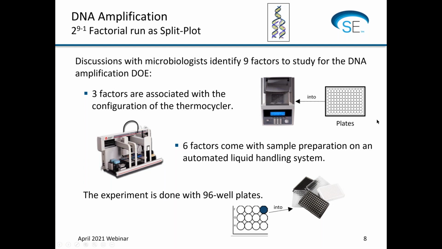But when we thermal cycle it, we have to pick the plate up and put it in the thermal cycler. So 3 of the factors are associated with the thermal cycler. The other 6 factors are associated with the sample preparation using an automated liquid handling system. So we're going to be pipetting different levels of these 6 factors into individual wells. The individual wells on the 96-well plate are our subplots. So the plate in this case is our whole plot, and the wells are our subplots. So we have one plate that has 96 subplots.